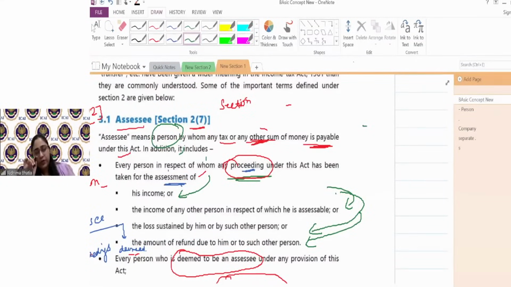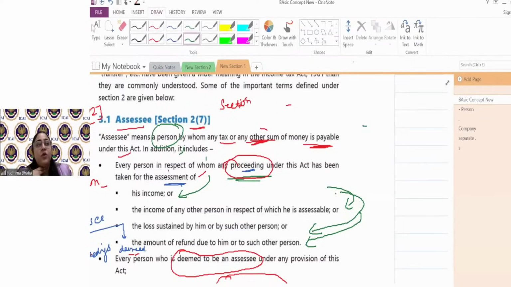डीम्ड असेसी, अभी आप प्रोविजंस पढ़ोगे धीरे धीरे. डीम्ड असेसी मतलब, डीम्ड मतलब आप हो नहीं but माना जा रहा है, that you are not actually but you are assumed to be. So when either he is not even liable to pay tax or he is not even a person against whom proceeding is going on, but still he is assumed to be an assessee, that is called deemed assessee. What are the provisions of deemed assessee? We will read it further when you will do the other part of the chapters.